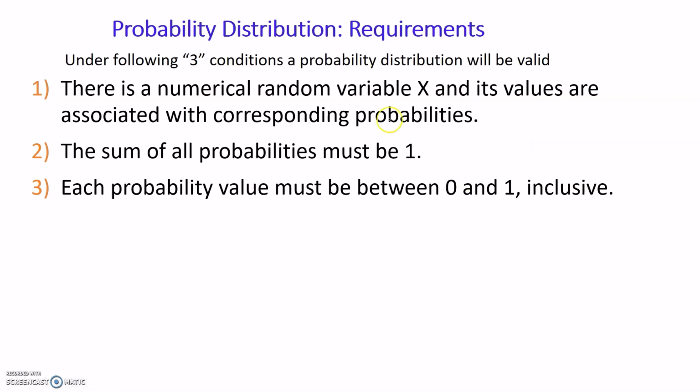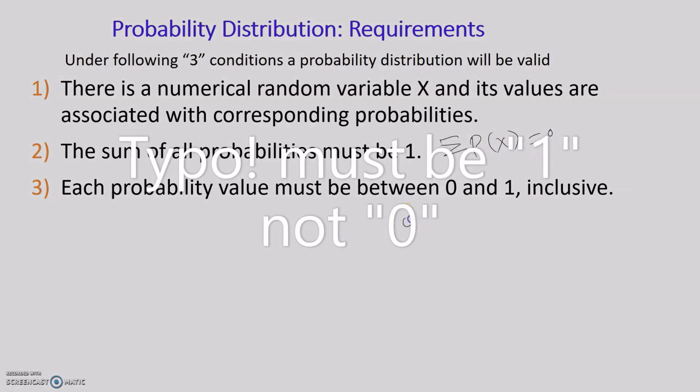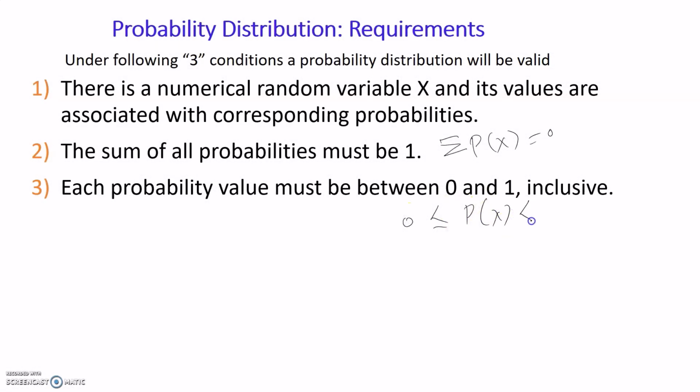What I mean by that is there is a random variable x and its values are associated with probabilities, like this one. We already saw it in the previous table. The sum of all probabilities must be equal to 1, like this one. And the third one is each probability value is between 0 and 1 inclusive.